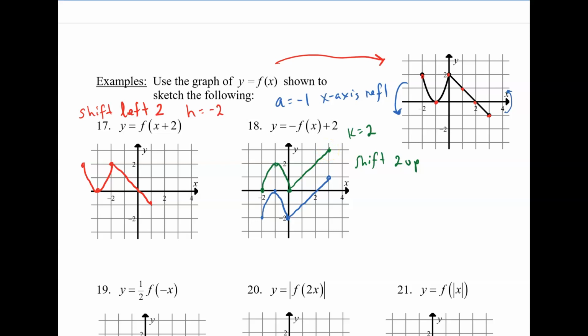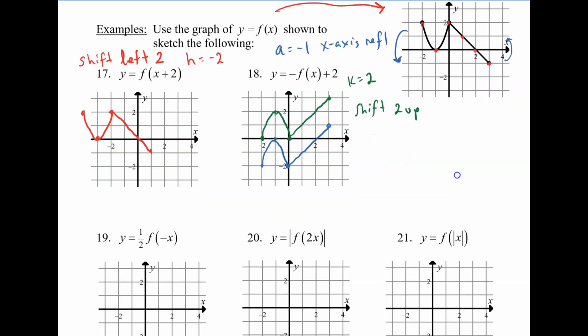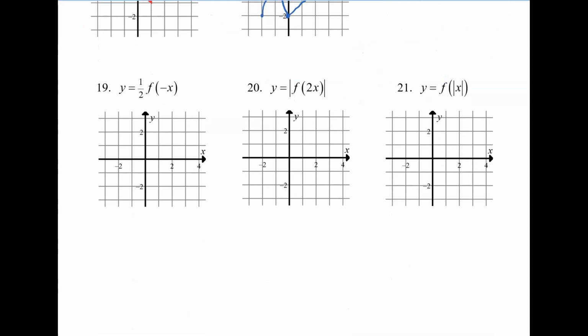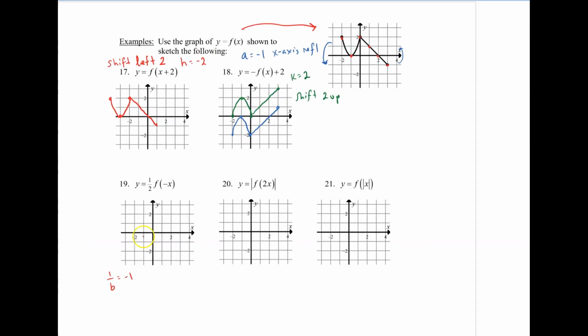And generally too, when you're asked to graph or sketch the following, you want to get rid of your old work here. What I'm going to do, let's keep that there, just for notes. Let's move on to 19. So 19 is y equals 1/2 f of negative x. And in this case, we have a 1 over b value that is negative 1. So what this does is cause horizontal reflection.